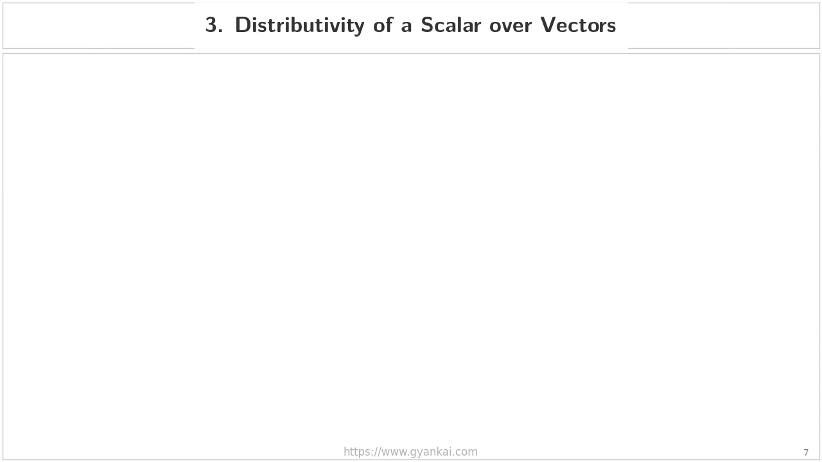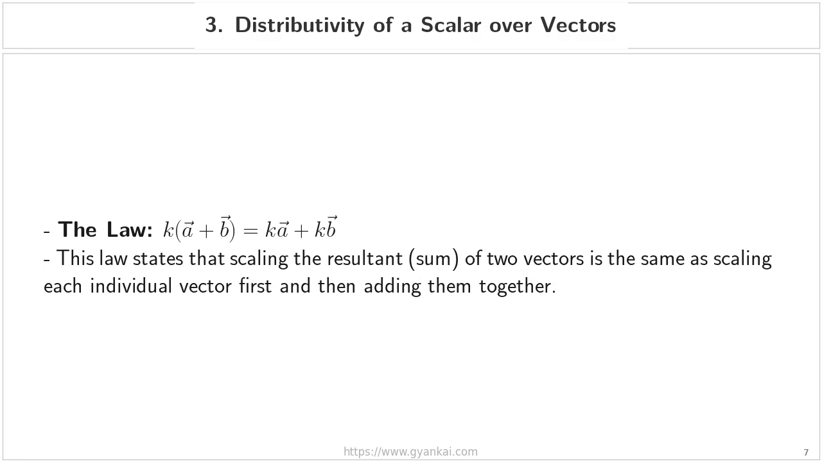3. Distributivity of a scalar over vectors. Take a look at the formula here. k multiplied by the quantity a vector plus b vector equals k times a vector plus k times b vector. In plain English, what this law is telling us is that if you have 2 different vectors and you find their resultant, which is just their sum, scaling that total sum by a factor of k gives you the exact same result as if you had scaled each individual vector by k first and then added them together. It shows us that the scaling factor applies uniformly across the entire addition.